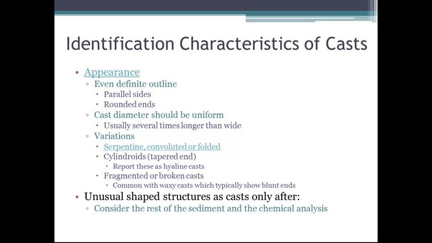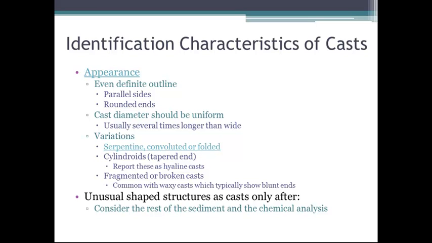Identification characteristics of casts: appearance has a definite outline, with very parallel sides, typically longer, and rounded ends. Except for waxy casts, which can often have blunt ends and sometimes a crack or a slit in the ends. The cast diameter should be uniform, usually several times longer than it is wide. Sometimes it can be serpentine, convoluted, or folded.